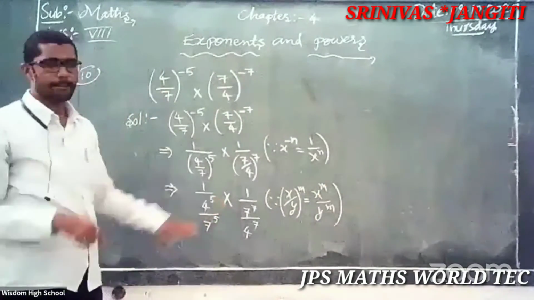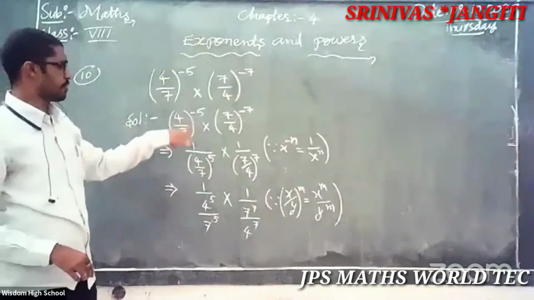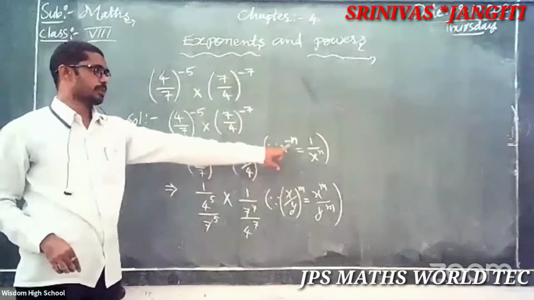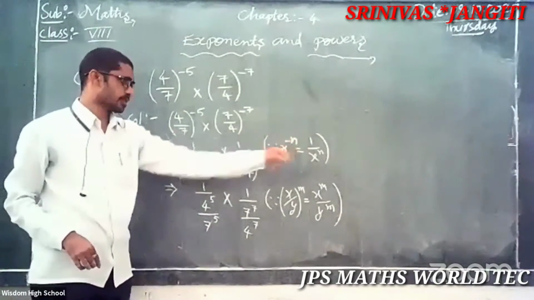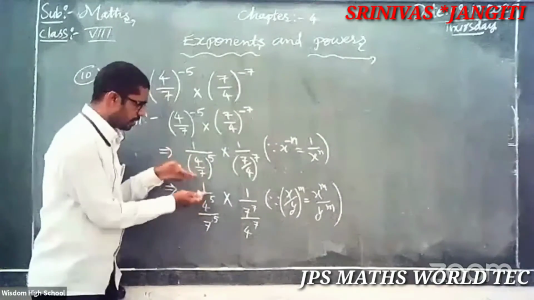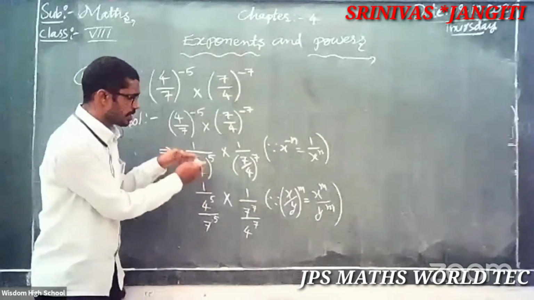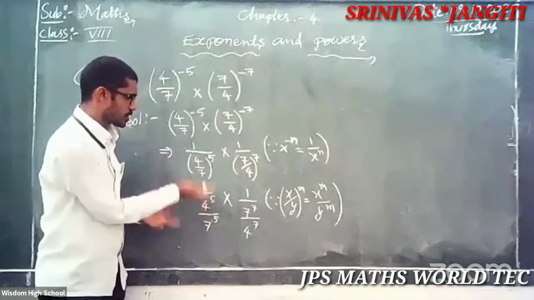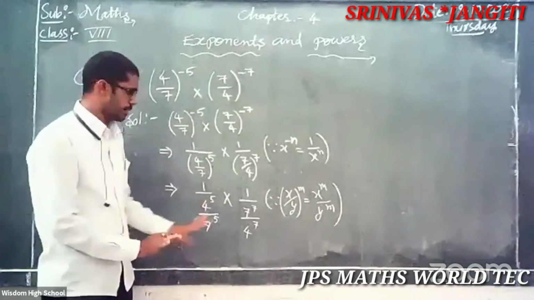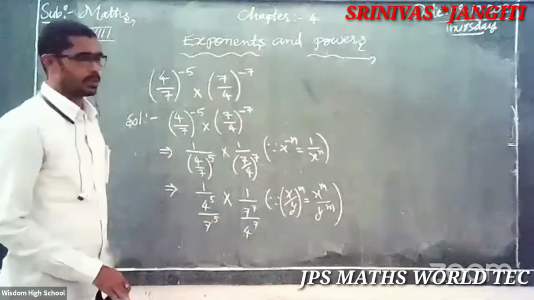Is it clear? So once again, nothing new here. First we applied that x to the power of minus n, that's why 1 by x to the power of n. Then after, the same only, but down you observe, it is looking like (x/y) whole to the power of m. That's why x to the power of m by y to the power of m. Is it clear? Then after, what is here?